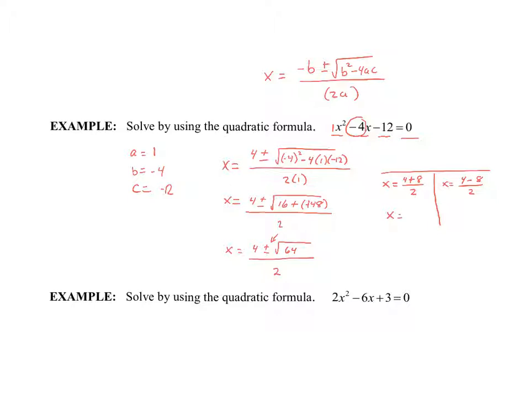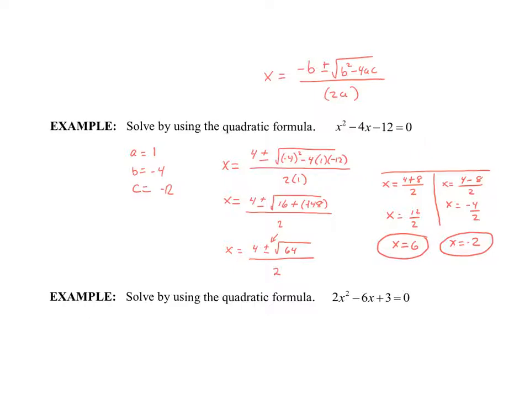I get x equals 12 divided by 2, or 6, and I get x equals negative 4 divided by 2, or negative 2. Okay, so now these are my solutions. Just like when you use the square root method, you typically got 2 solutions. These are my 2 solutions to this quadratic equation. Now, what I'm going to do is go ahead and take those back up and check them. Let's check to make sure that they work in the original equation.